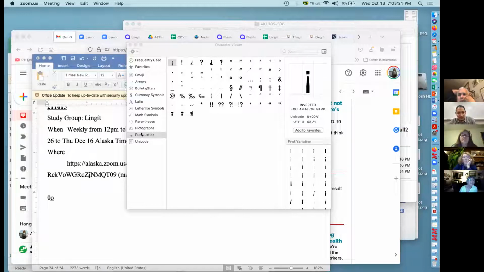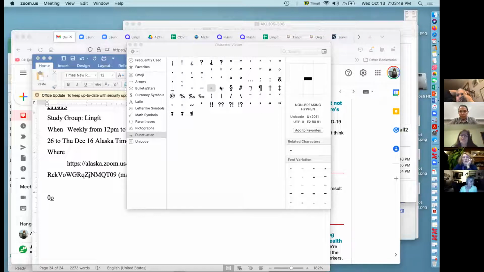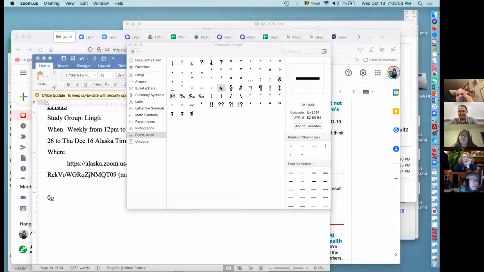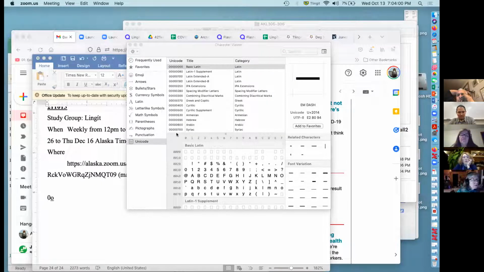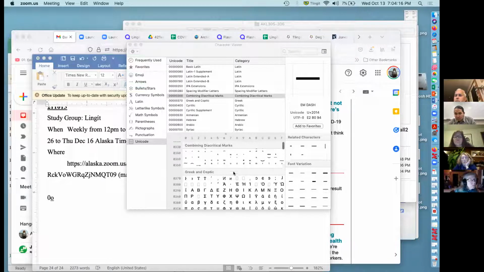Okay, so this is punctuation. Here's some different punctuation, and I just found something that looked like an underline. So click on that, low underline, but it's not a combining character. So let's try another one. I did find it, but I didn't pay attention to where I found it. I put it in favorites, but I don't know how to get back to it. So let's see. Combining diacritical marks. So Unicode over here in the left-hand column, and then combining diacritical marks. And here we have plenty of marks to look at.